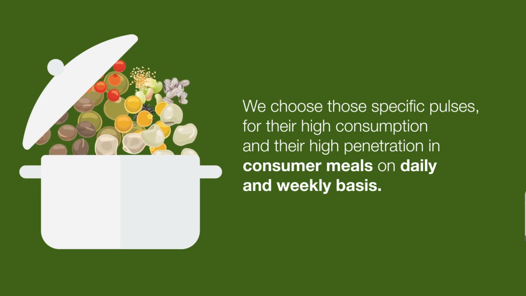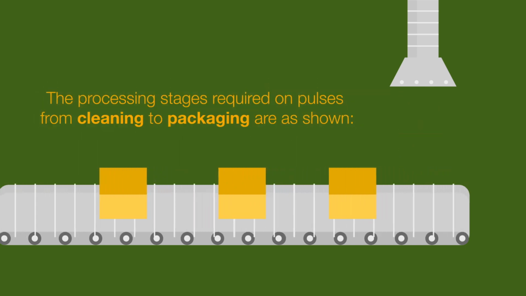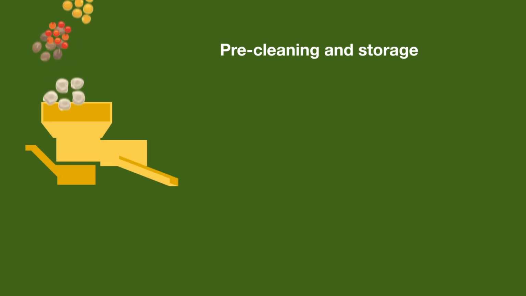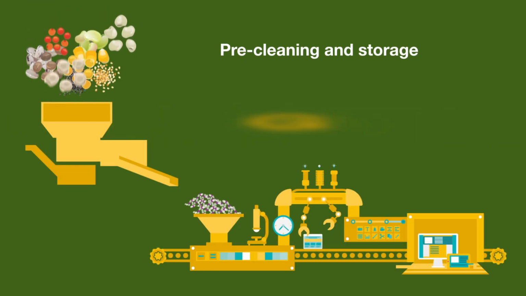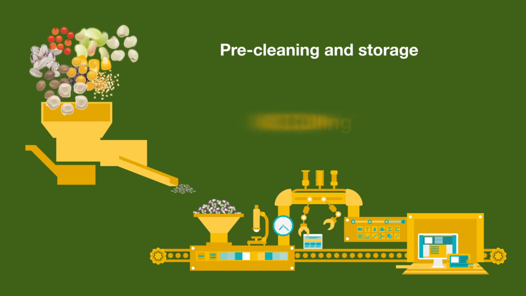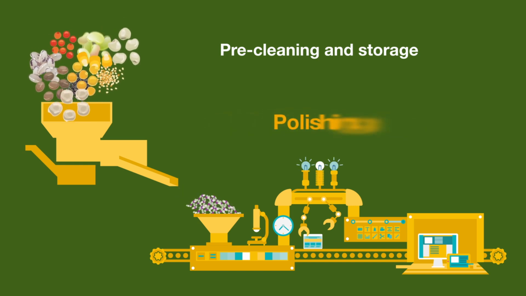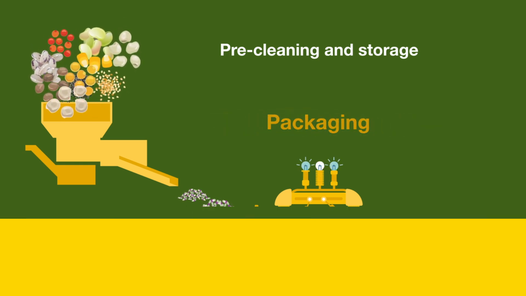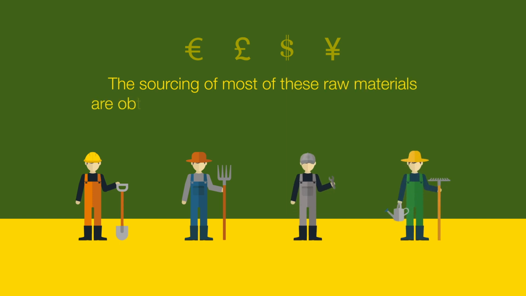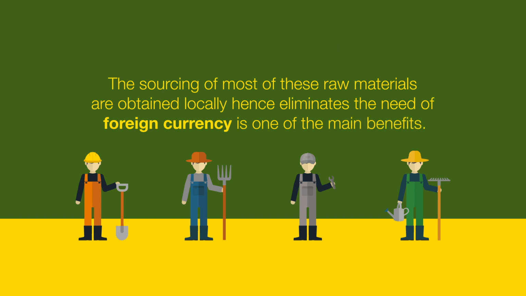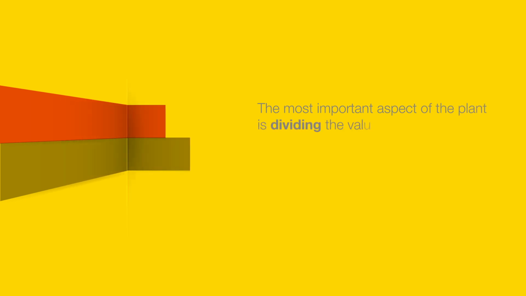weekly basis. The processing stages required on pulses from cleaning to packaging are as shown. Pre-cleaning and storage. Cleaning, grading, hulling, drying, splitting, optical sorting, polishing, packaging. The sourcing of most of these raw materials is obtained locally, hence eliminates the need of foreign currency, which is one of the main benefits. The most important aspect of the plant is dividing the value chain into two stages.